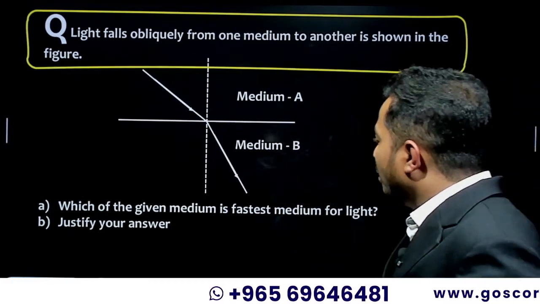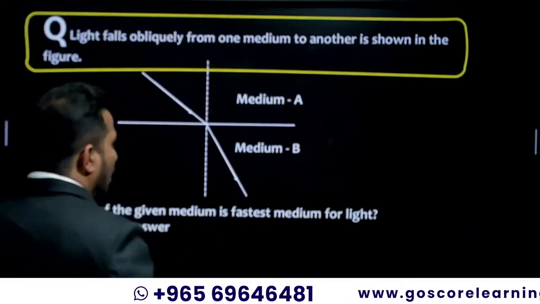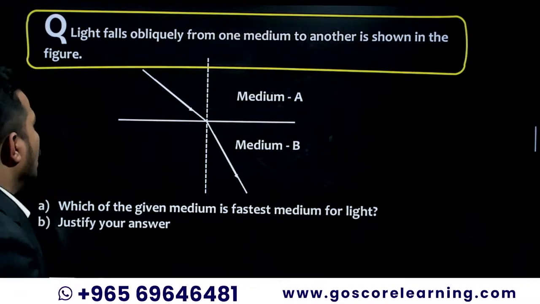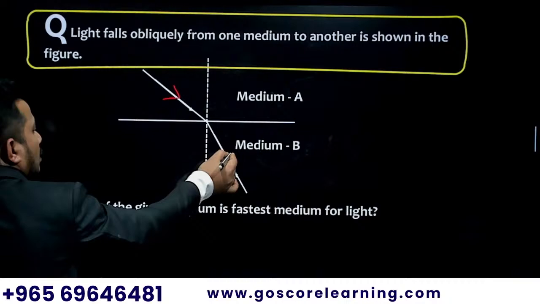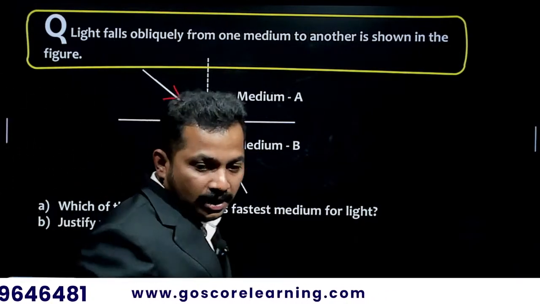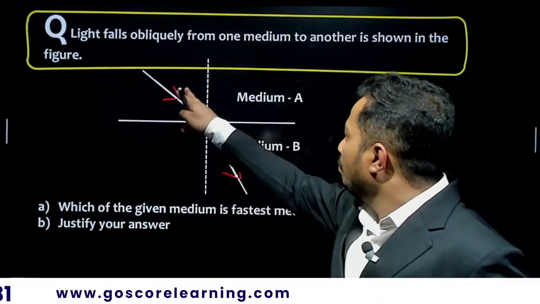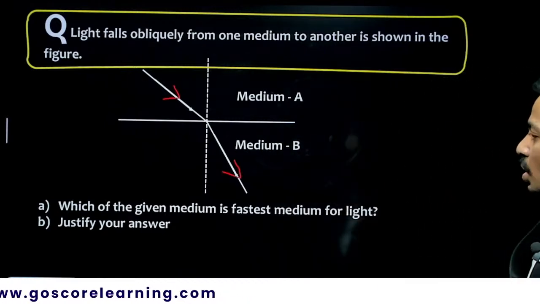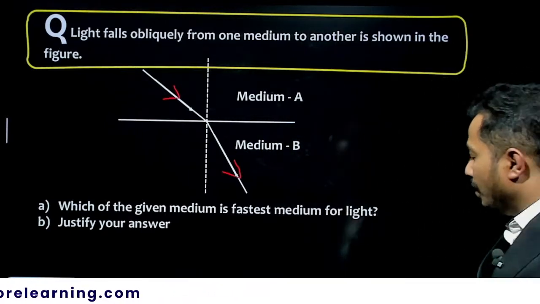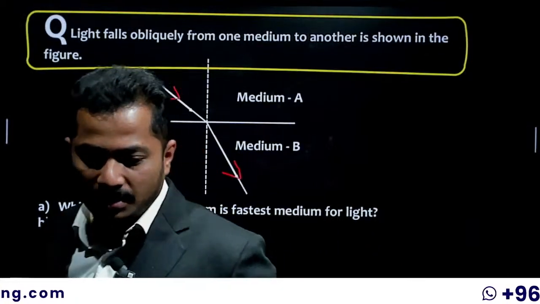Again, that kind of question. Which of the given mediums is the fastest medium of light, medium A or medium B? Light is traveling in this direction, right? This arrow mark which is given, I don't know whether it is visible on your screen. So from medium A to medium B it is traveling. So which of the given mediums is the fastest medium of light?